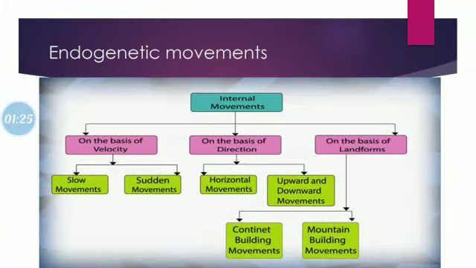In lesson number 2, the last lesson, we gathered information about endogenetic movements. Endogenetic movements means only the internal movements. We have seen that internal movements depend on the basis of velocity, direction, and landforms. We will see this in this tree diagram.